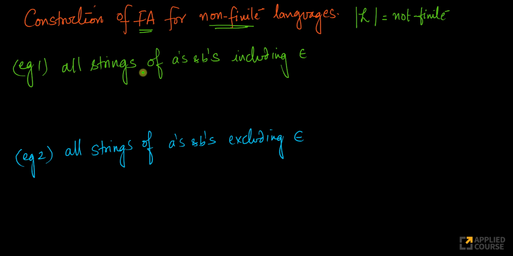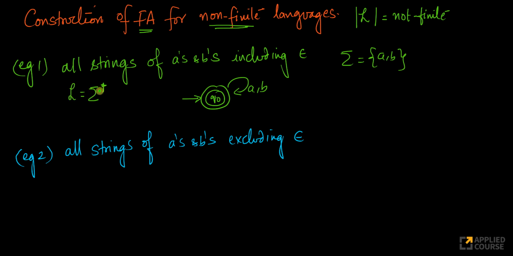Imagine if my language is all strings consisting of a and b, which means my alphabet itself is a comma b. Given this alphabet, I want my finite automata to accept all strings, including epsilon. How do I construct this? Look at this. My initial state has to be my final state also, because it has to accept epsilon, and it has to accept all the strings with a's and b's. So given a or b, I'll transition to the same state. Because what is this language now? This language is nothing but sigma star.